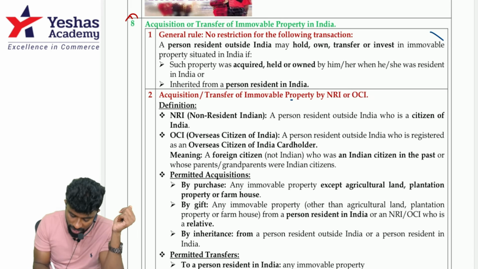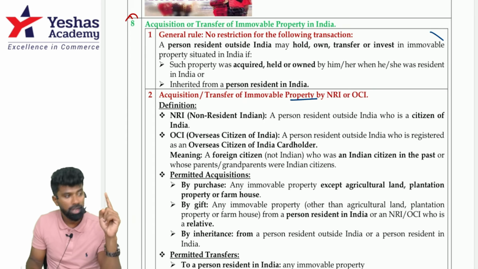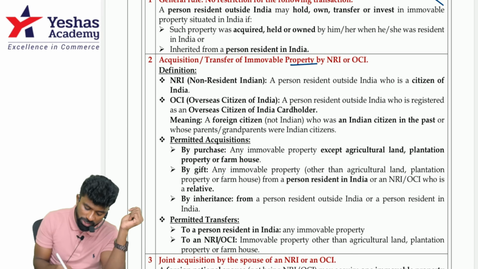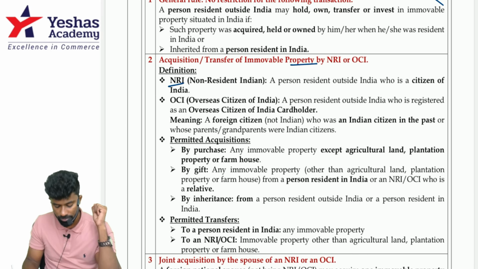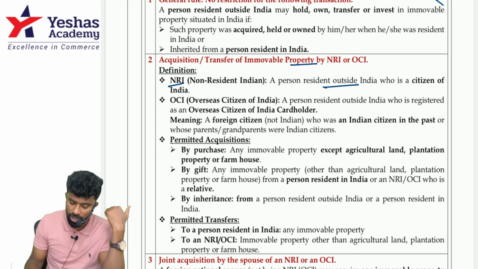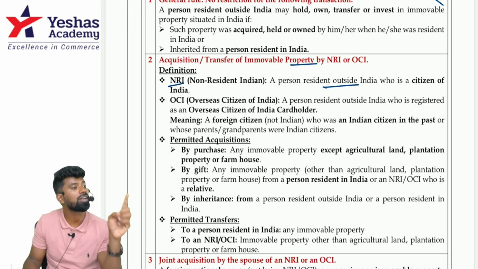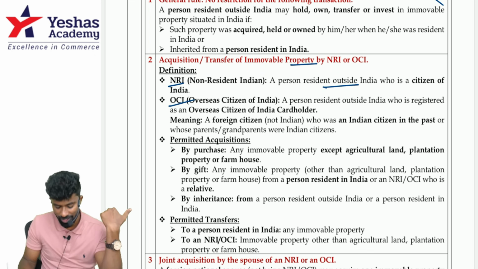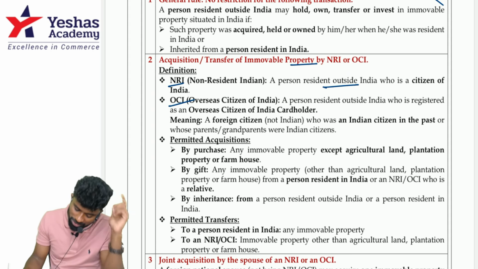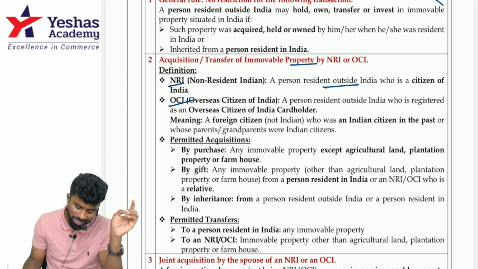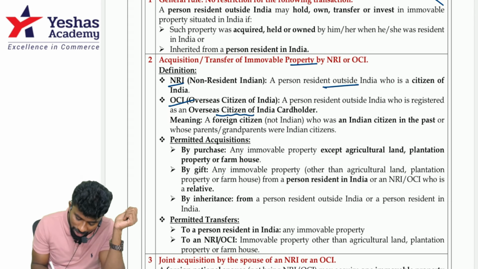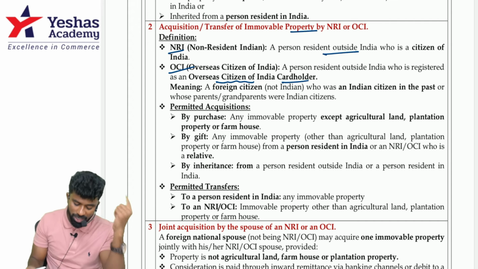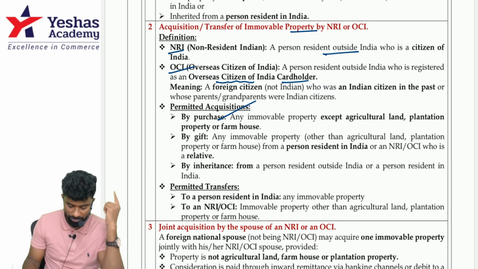Acquisition or transfer of immovable property by whom? NRI or OCI. Are there any restrictions to be complied with? Yes. First of all, who is NRI? A person residing outside India but a citizen of what? India. That person is called an NRI. Then who is OCI? A person resident outside India but who is registered as an overseas citizen of India card holder. Then he is called an OCI.